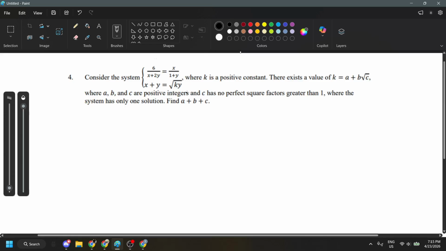So I'm trying to look if there's any patterns here. Does this fit into anything here? I don't think so. Okay, well I can multiply both sides by x plus 2y and then maybe I can get something. Would that help me? And then maybe I could square both sides here and then get something I could substitute. So let's try. So 6 times 1 plus y is equal to x times x plus 2y.